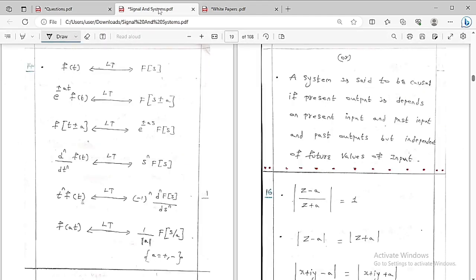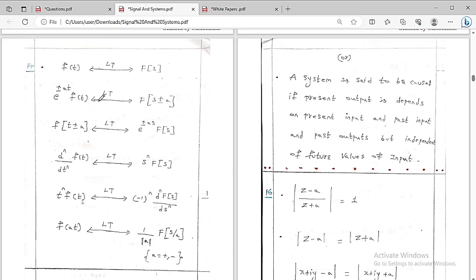So we can see here, basically for f of t, the Laplace transform is f of s. Then e to the power of plus or minus at into f of t has the Laplace transform f of s plus or minus a. Here plus means a plus, and here minus means minus as well.